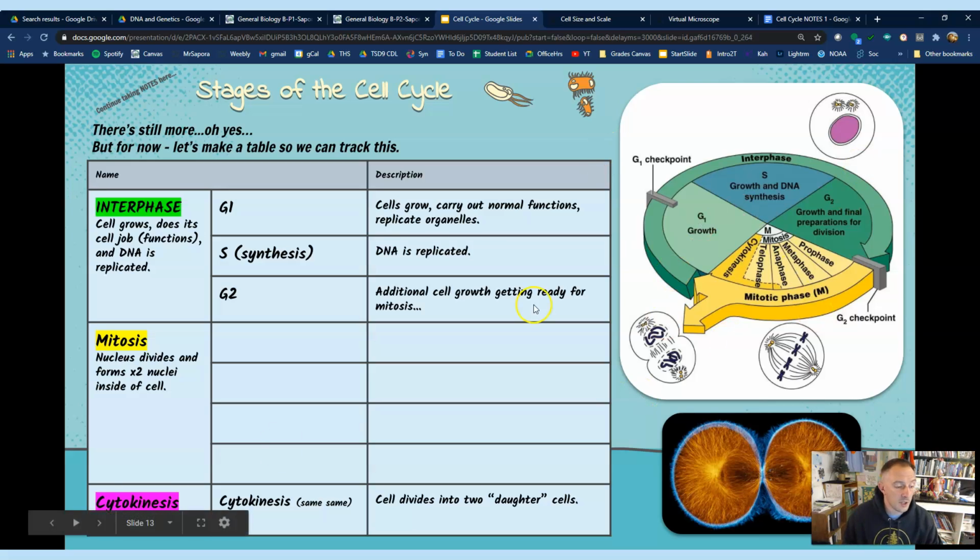We're going to get into the 4 stages of mitosis next week, and it's all we'll focus on: prophase, metaphase, anaphase, telophase, and how that works. We'll look at some examples of that.